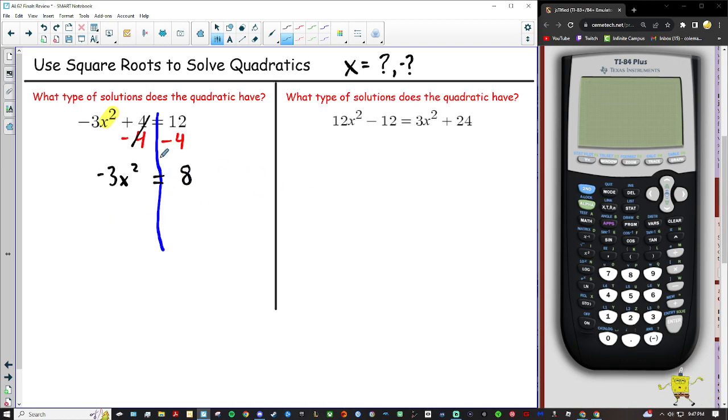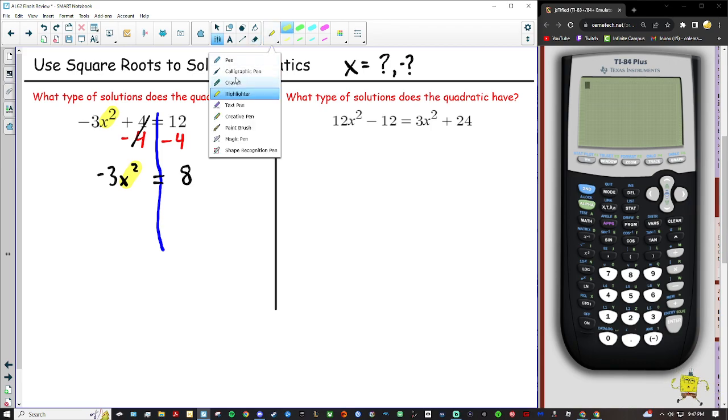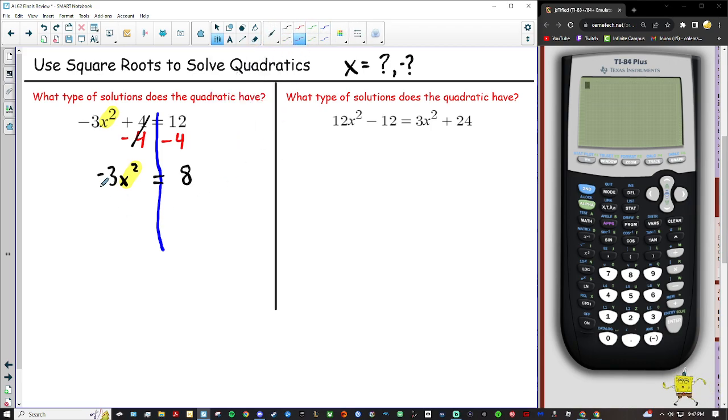Next, we're going to divide both sides by this negative 3. We still need to get our x squared all by itself. The only way to get it by itself is to divide by negative 3. Divide both sides by negative 3.